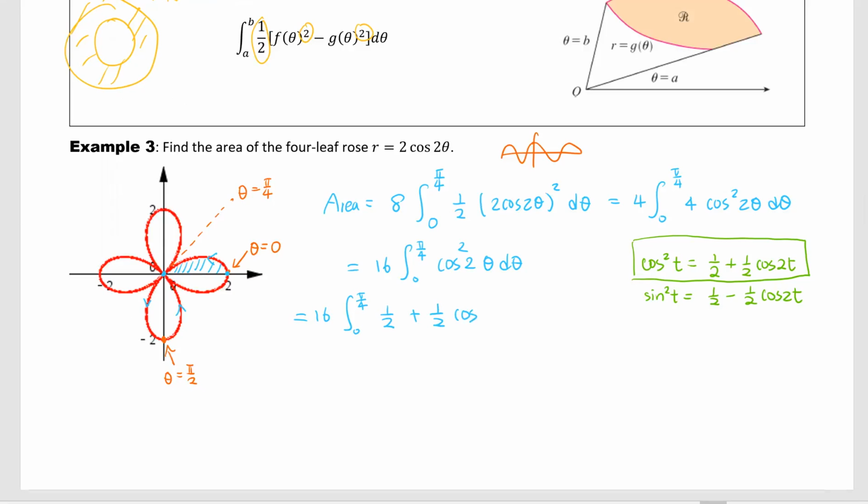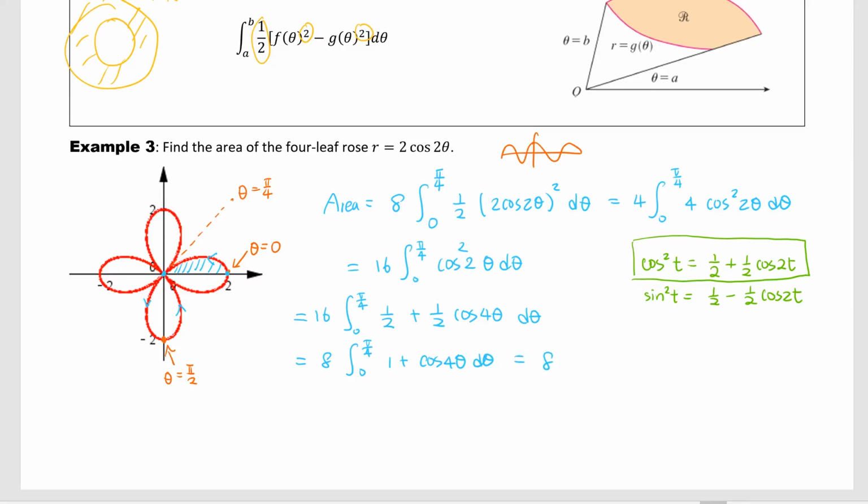When you double the angle, what do you get? It was 2 theta. So when you double the angle, it becomes 4 theta. And you can see we can pull out the 1/2 in front. 16 over 2 is 8. Then we have 1 plus cosine 4 theta.